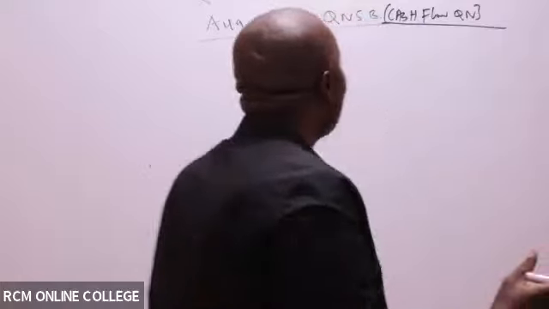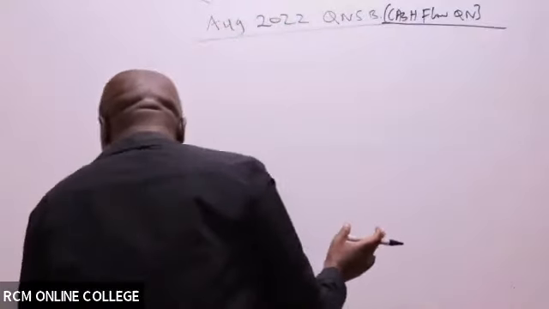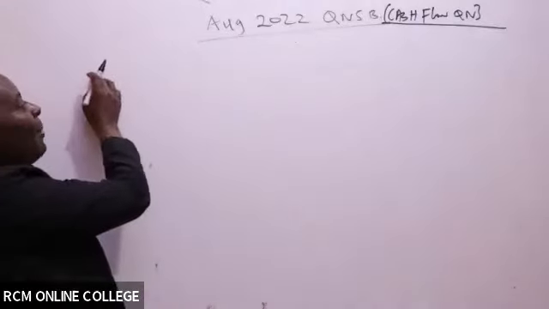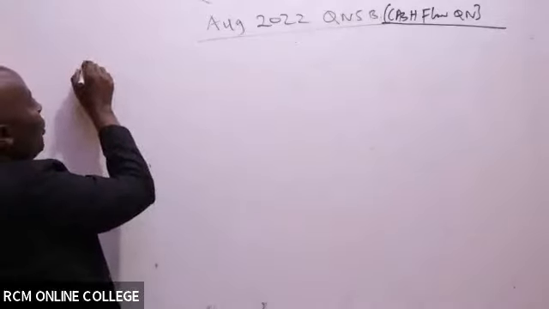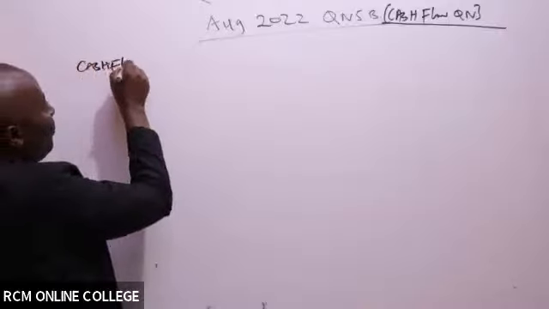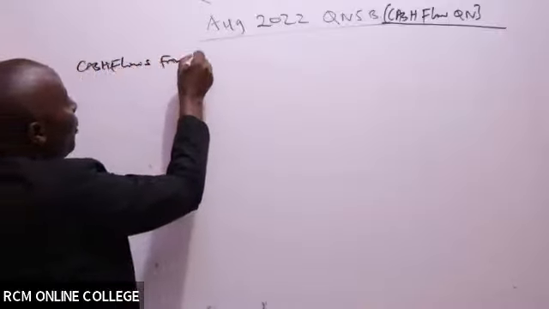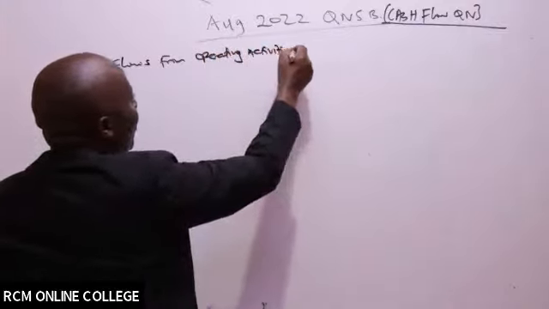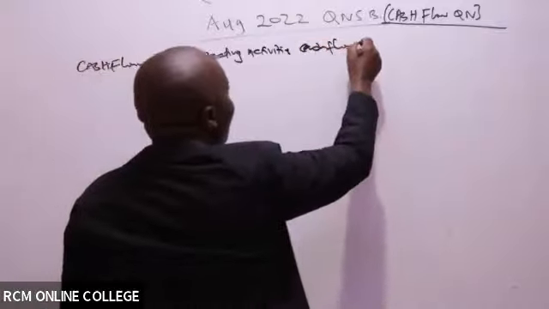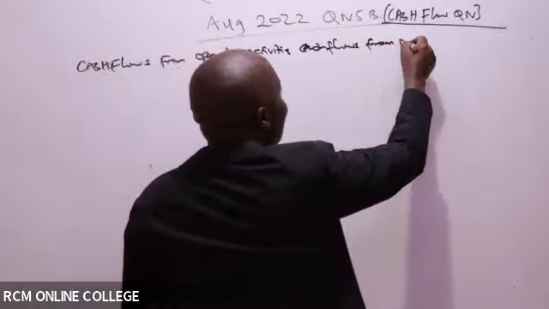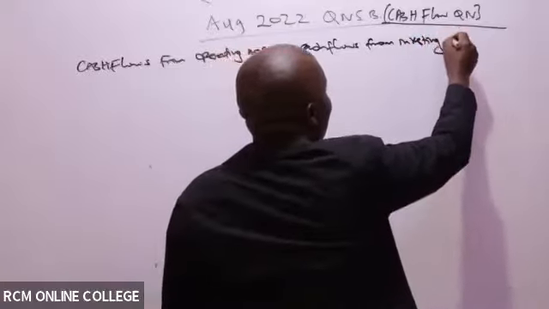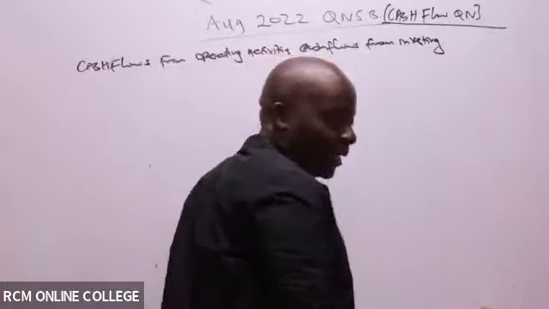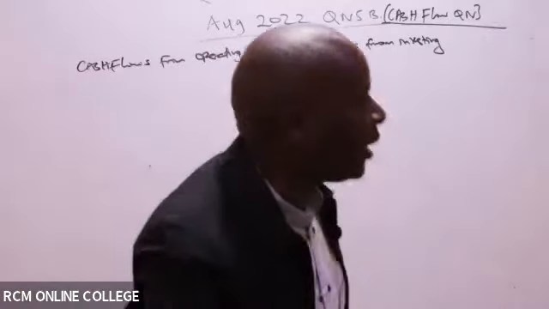So if it's the indirect method, first of all I'll write down my pro forma statement. So we have cash flows from operating activities, cash flows from investing activities, and then cash flows from financing activities.